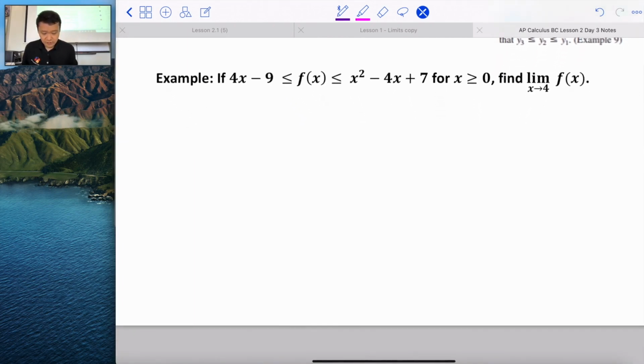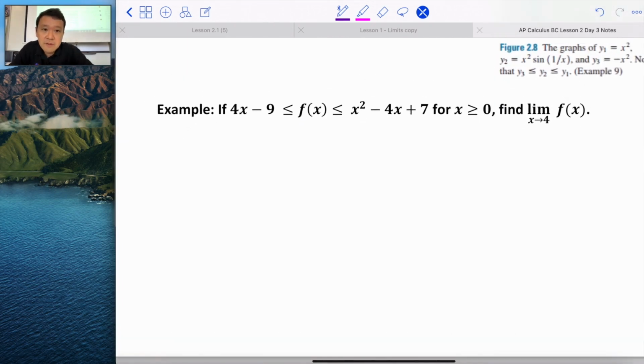So we're given the function f of x. We're not told what exactly f of x represents, but we're told that it's a function that's in between 4x minus 9 and x squared minus 4x plus 7. It's less than or equal to x squared minus 4x plus 7, but at the same time greater than or equal to 4x minus 9 for all x.